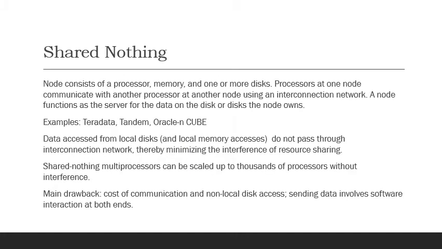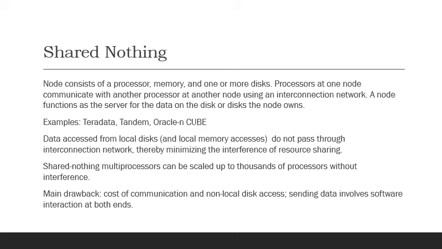Next is shared nothing. Here, the node consists of a processor, memory, and one or more disks. Processors at one node communicate with the processors at other nodes using an interconnection network. A node functions as a server for the data on the disk or disks the node owns. There is no shared memory or shared disk in this architecture. Examples are Teradata, Tandem, Oracle nCUBE.